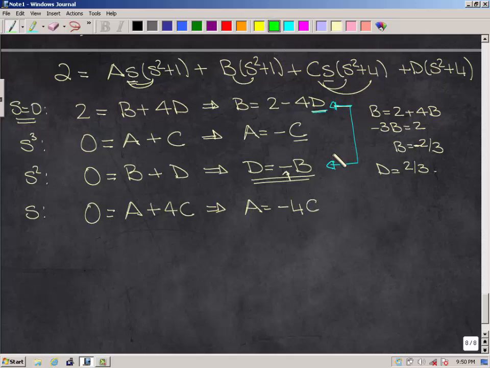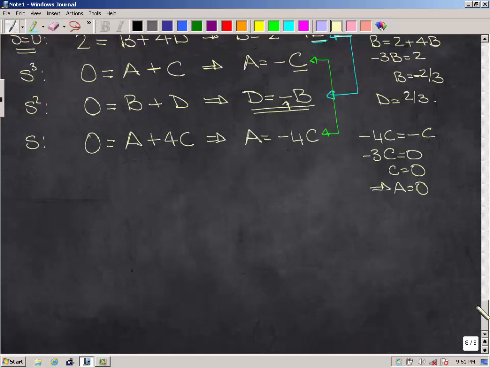So if you look at these two equations now, I can solve for C and A. So let's do that. From those two, A is equal to negative 4C, so we get negative 4C is equal to negative C. So that tells me negative 3C is equal to 0, so C is equal to 0. If C is 0, what is A then? This would also imply A is equal to 0. So that's cool. We got nice values.